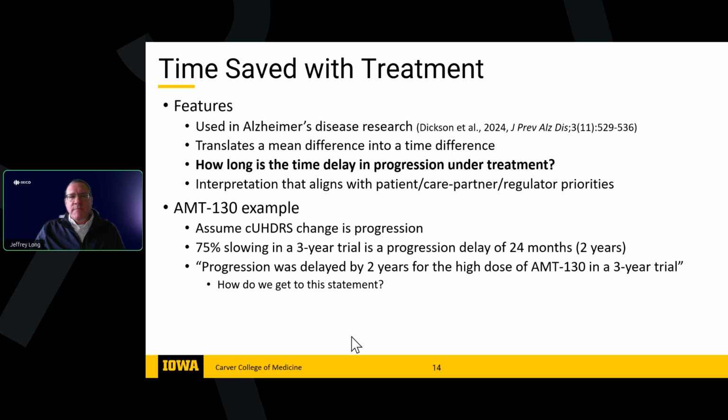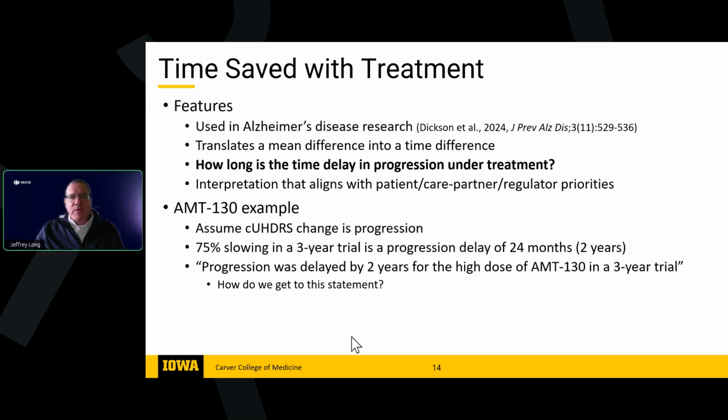So time saved with treatment comes to us from Alzheimer's disease research, and it translates a mean difference into a time difference. So it attempts to answer this research question: how long is the time delay in progression under treatment? And this, of course, relative to the control. And this time delay concept is an interpretation that seems to align well with stakeholders.